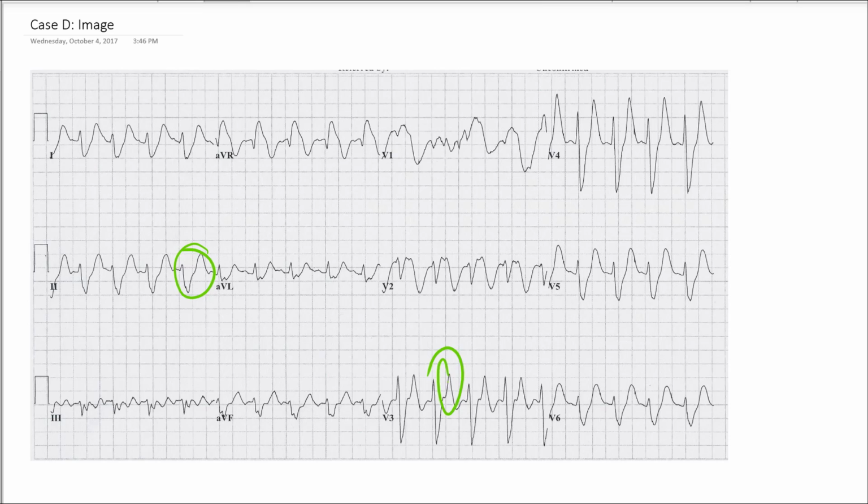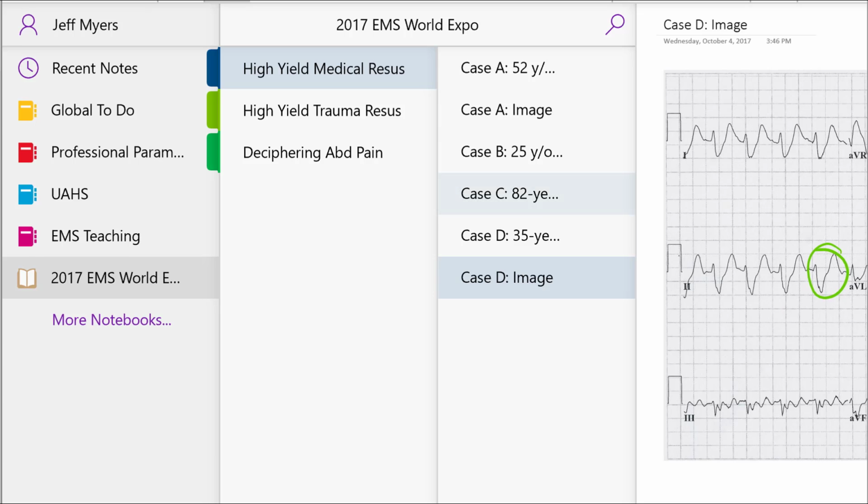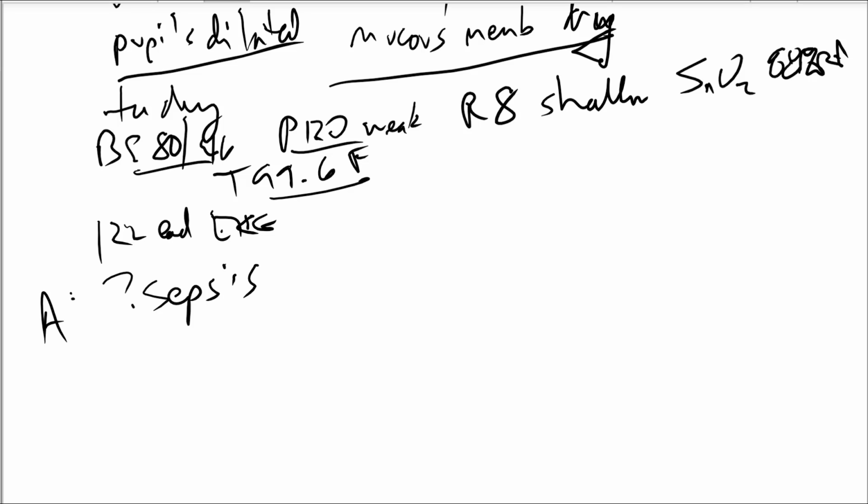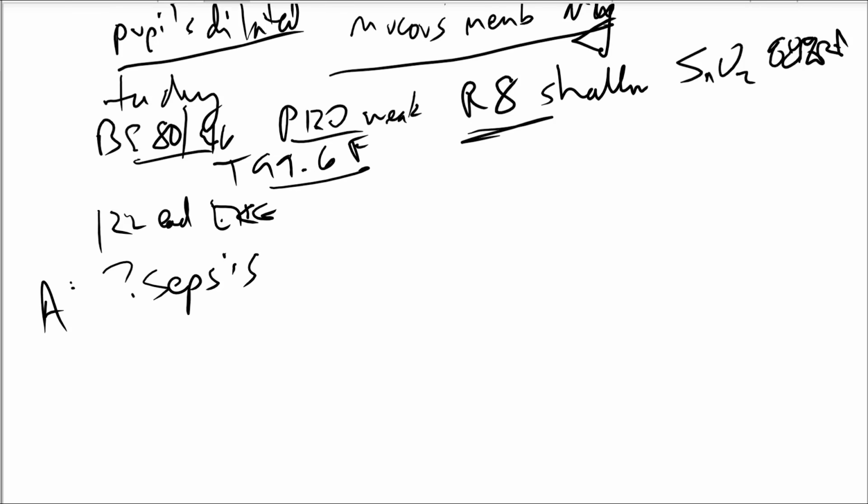Now, what are some things in the history that help decipher this in terms of your differential? She's got a little bit of an elevated temperature. She's hypotensive. She's tachycardic. Is this sepsis of some sort? Not sure. She's altered, but she's not breathing very quickly. She's bradypneic. Sepsis usually increases your respiratory rate, so I'm not sure about that.